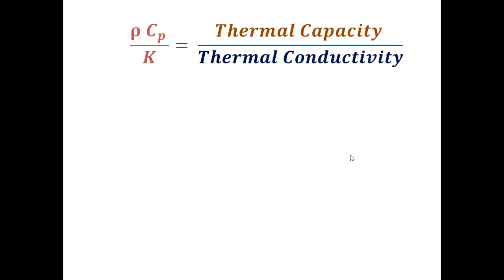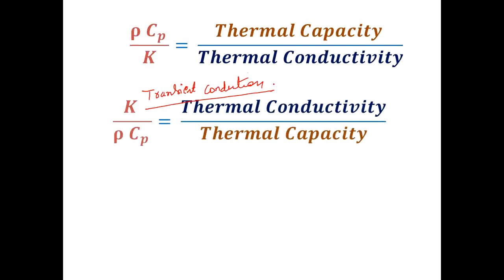This one we can define as one term. On the left-hand side you have rho Cp divided by K, that is thermal capacity divided by thermal conductivity. This is a very important point, and it will help in your transient conduction also.